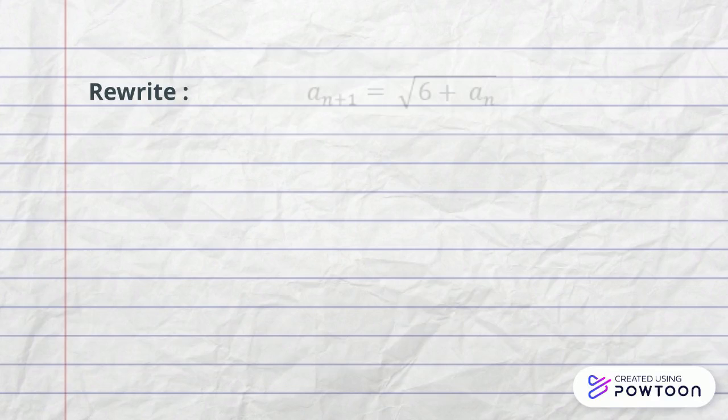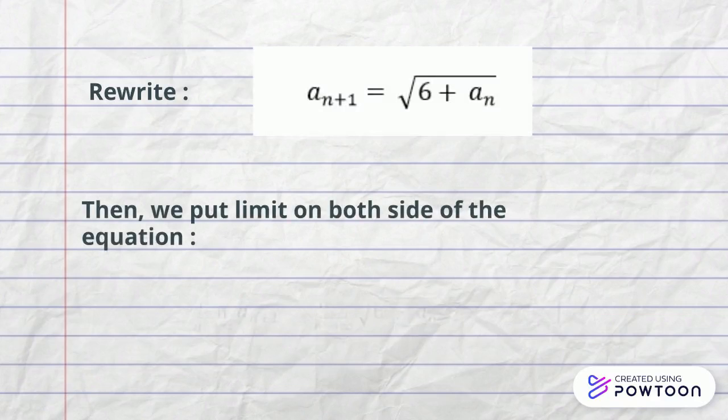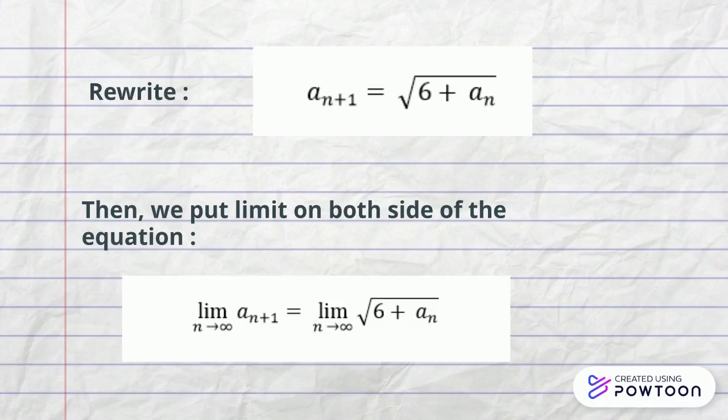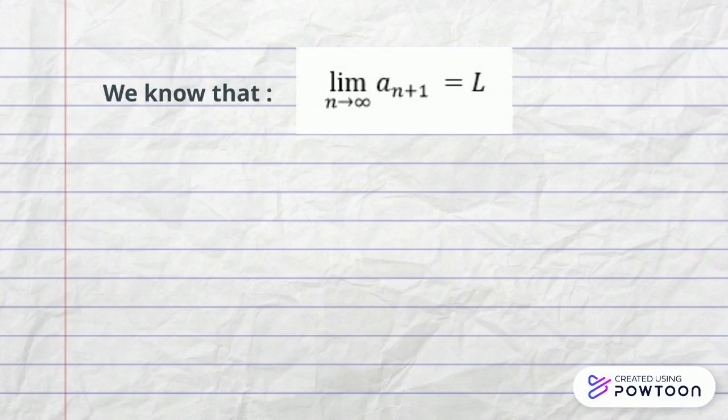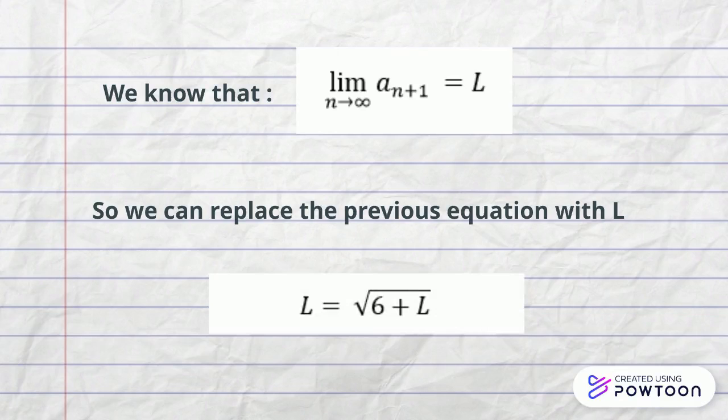Rewrite back the recursive formula for the n plus 1 term, which is square root of 6 plus the n term. Then we put the limit on both sides of the equation. So here we will get the limit of the n plus 1 term as n approaches infinity is equal to the limit of square root of 6 plus the n term as n approaches infinity too. From the equation, we know that the limit of the n plus 1 term as n approaches infinity is equal to L. So here we have to replace the previous equation in the question with the letter L, and here we will get L is equal to square root of 6 plus L.